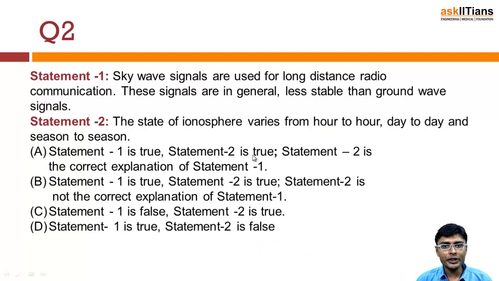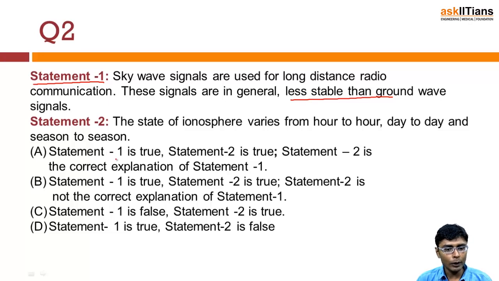Moving on to the next question, question number 2. Statement 1 says that sky wave signals are used for long distance radio communication. These signals are in general less stable than the ground wave signal. Statement 2 says a state of ionization varies from hour to hour, day to day and season to season basis. Okay, so there are 4 options given to us.